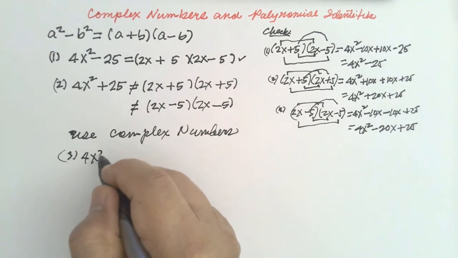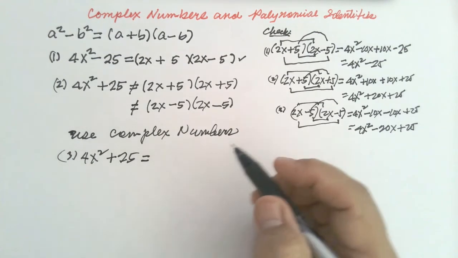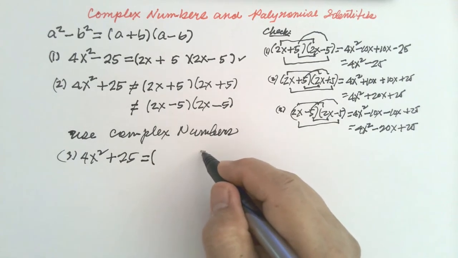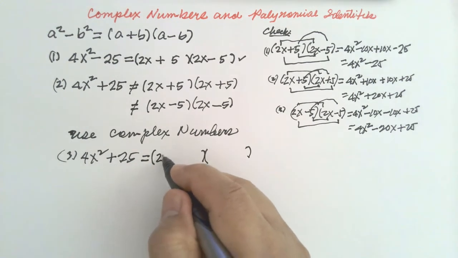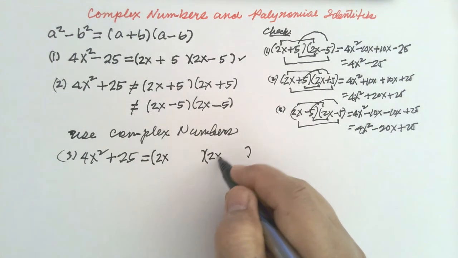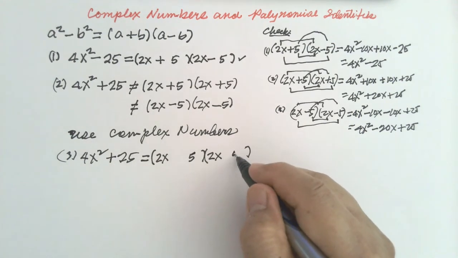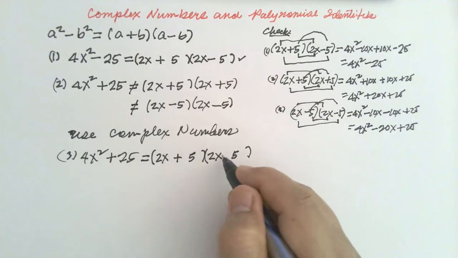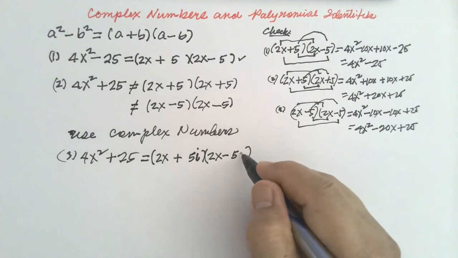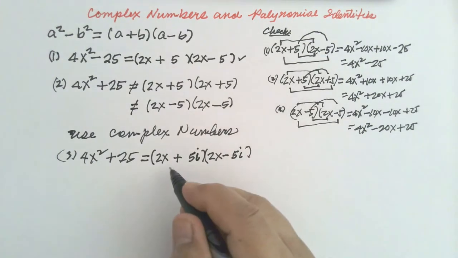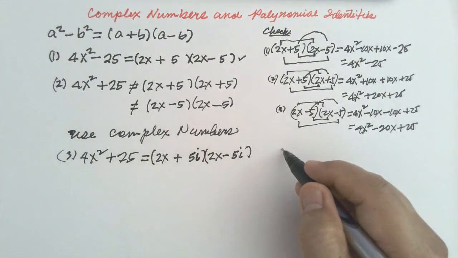This is 4x squared plus 25. The square root of 4x squared is 2x. So 2x. The square root of 25 is 5. Plus, minus. Let us say 5i and negative 5i. So we have 2x plus 5i times 2x minus 5i. Let's check.